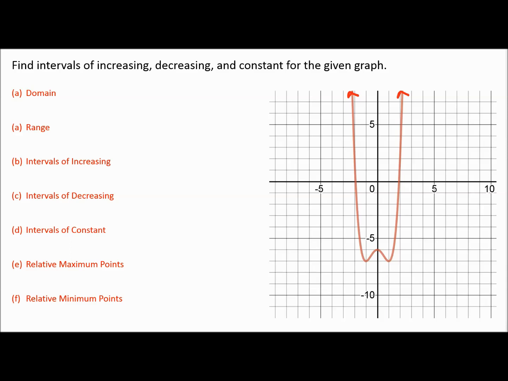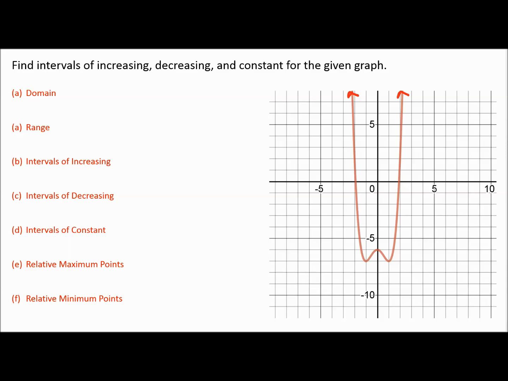I've got a big graph over here for you on the right, and I ask a ton of questions about this. So domain and range came from the previous section. If you're having problems with that, please go back and watch previous videos from just the functions videos. Increasing, decreasing, and constant, which are questions B, C, and D, we just learned how to do in this video. And then finally, the new guys, relative maximum points and relative minimum points. Let's take a look at that.